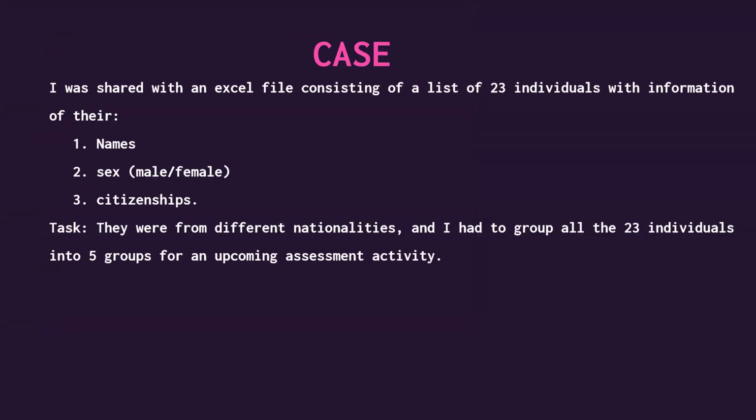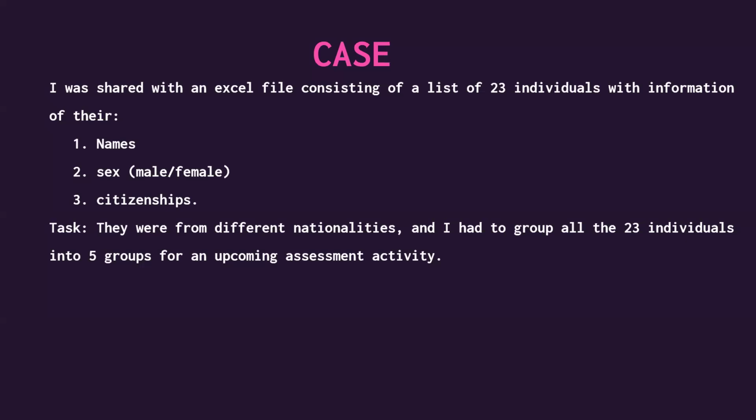Now, let's come to the realistic word. You may ask, Chris, what happened for you so that you dived deep into this? What really instigated all of this? At my workplace, I was shared an Excel file which had 23 individuals. Remember, I told you I work in an academic setting and I deal with students' data frequently. And I also learn from those data because I'm a data enthusiast. I had three main components: the names, the sex, male and female, and also the citizenships.